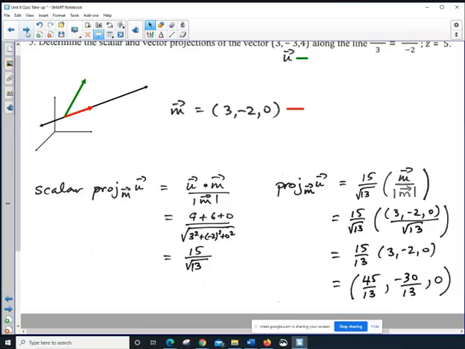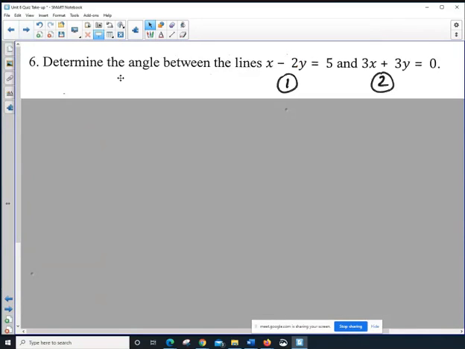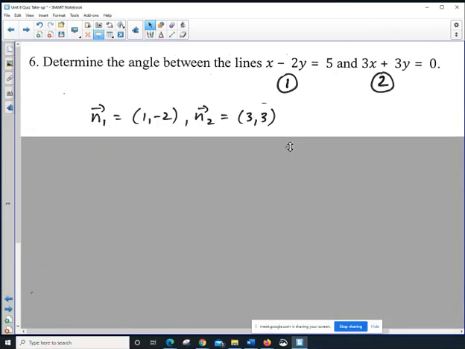Okay, so we'll move to the last question. All right, and this one was a little more straightforward. Determine the angle between these two lines. Now this is kind of nice because the lines are both given in the same form, so I don't have to make any changes here. Since they're given in Cartesian form, I might as well use the normal vectors, okay?